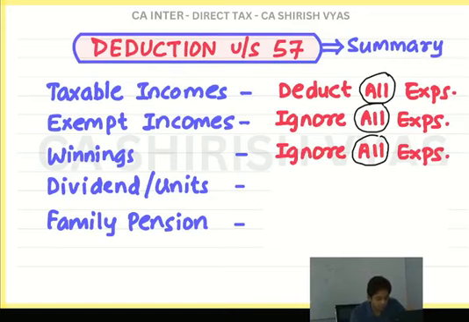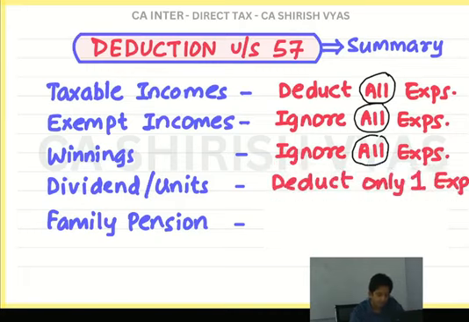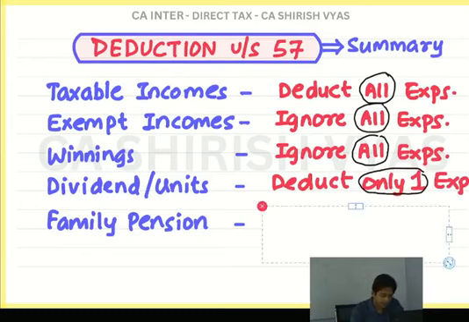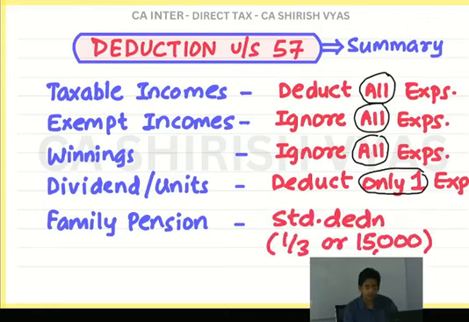So ignore all expense. Then dividend and units income, deduct only one expense here, only one. And that is interest on loan. Then that also maximum 20% of dividend income. Family pension, standard deduction, 1/3 or 15,000, whichever is lower. So this is the theory of deduction.